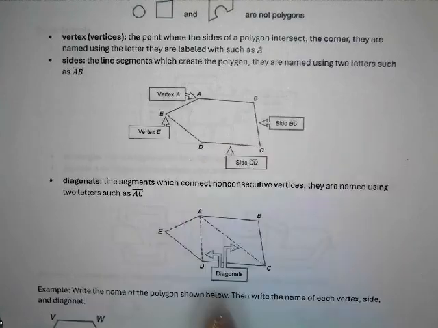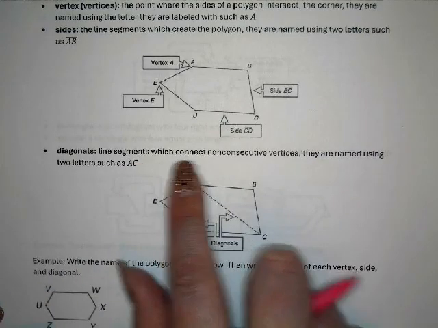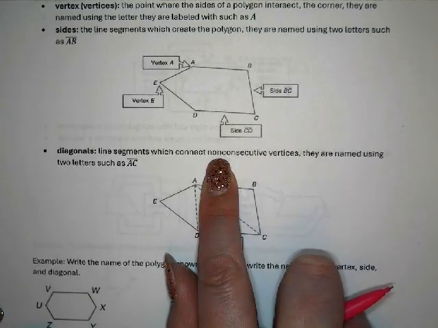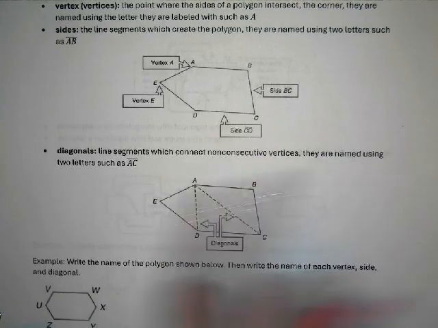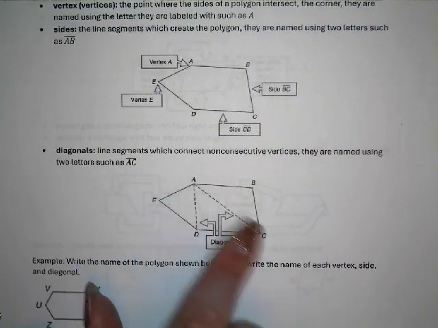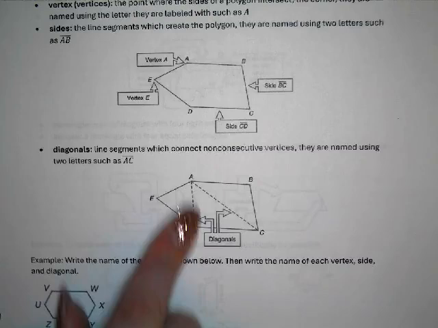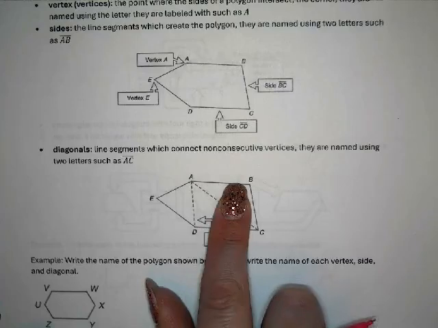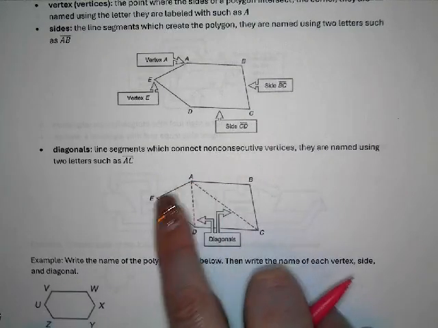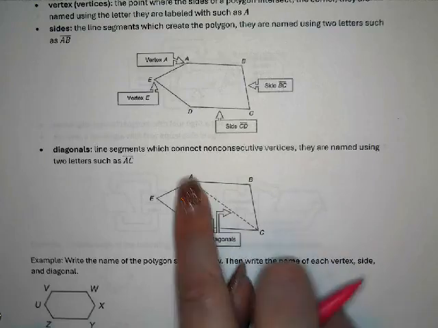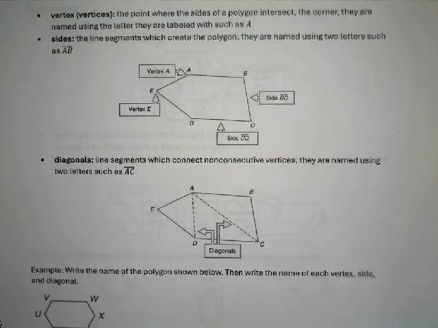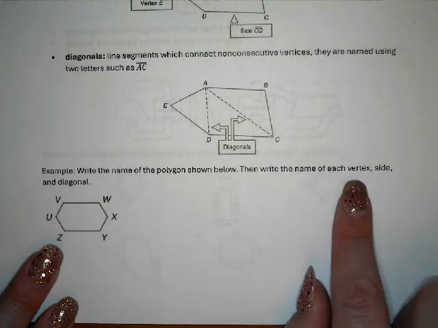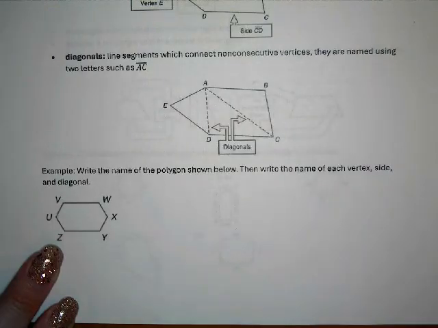Third, we have diagonals. Diagonals are line segments which connect non-consecutive vertices. Non-consecutive means vertices that are not next to each other. They are named using 2 letters such as AC. So AC is a diagonal, AD is a diagonal, AB is not a diagonal because AB is a side. AE is not a diagonal because it's a side, but any of the other ones are considered diagonals. So if we look at this polygon down here, we're going to write the name of it, and then we're going to write each vertex, each side, and each diagonal.